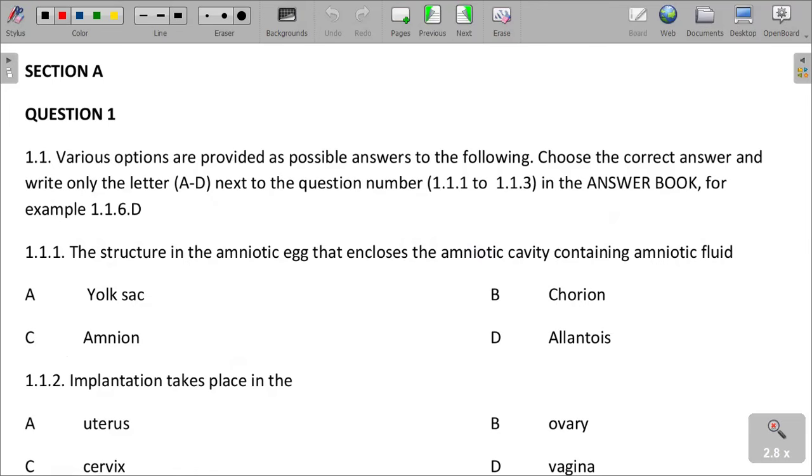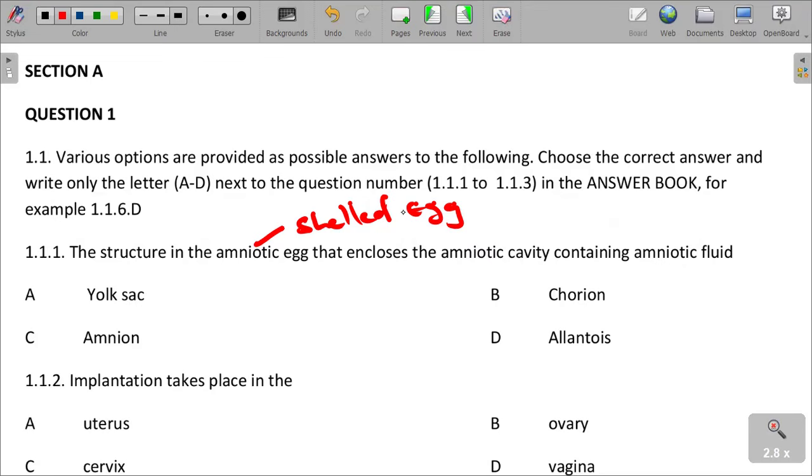The structure in the amniotic egg that encloses the amniotic cavity containing amniotic fluid. I'm sure that you know the amniotic egg, the egg that is able to survive on Earth. We say that this is a shelled egg. I had a lot of presentations on this. We are saying this is a shelled egg, an egg with a shell. That's what we call an amniotic egg.